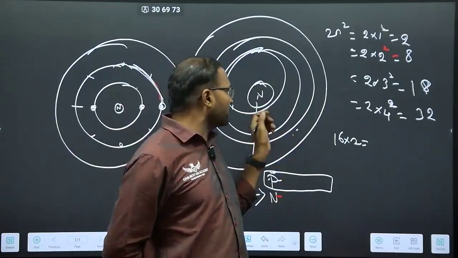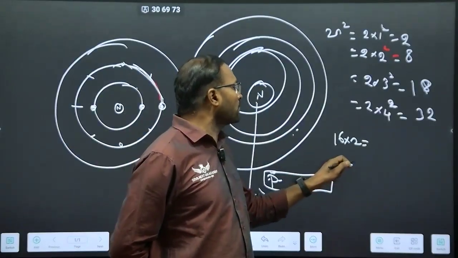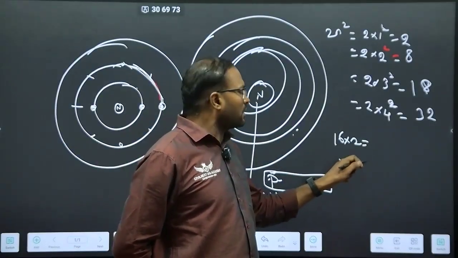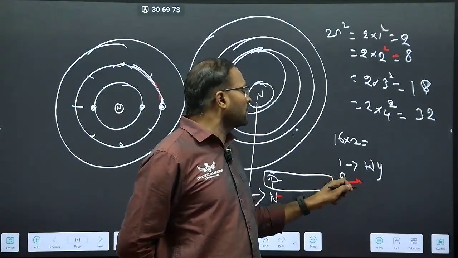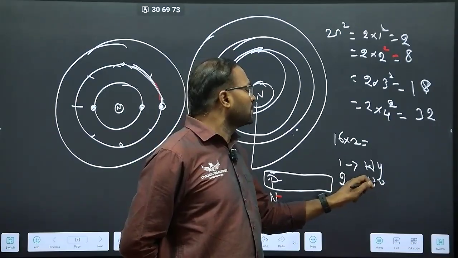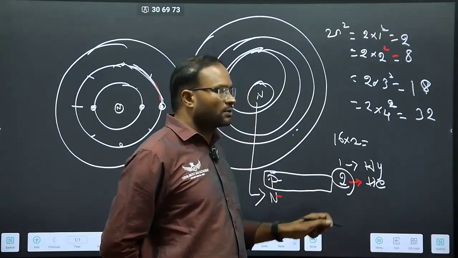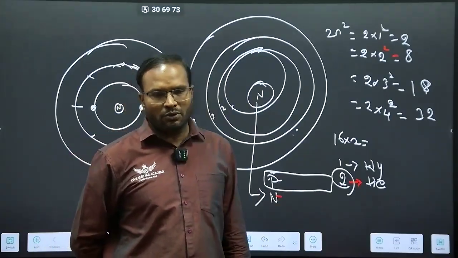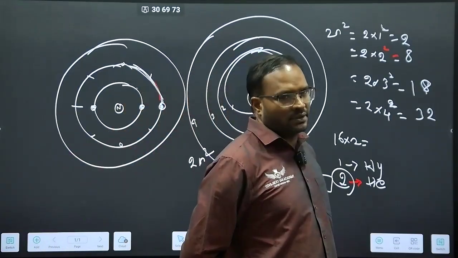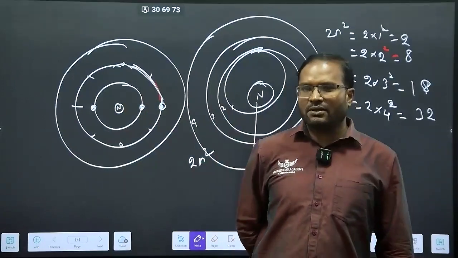Okay, for example, if it is hosting only one proton, it is called hydrogen. If it is having two protons, it is called helium. So this is called atomic number. Atomic number is a representation through which we come to know about the very nature of the element.